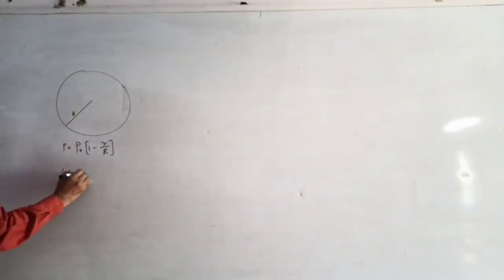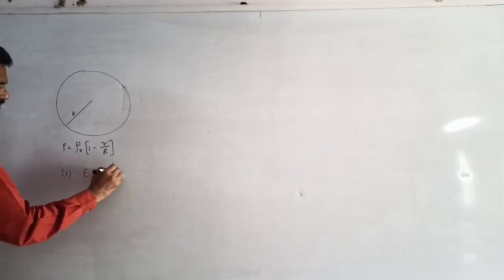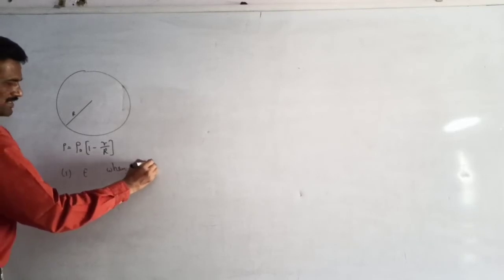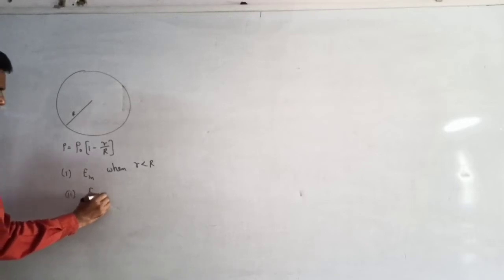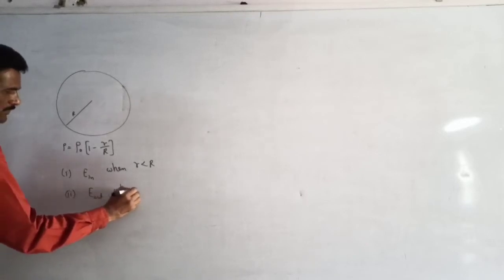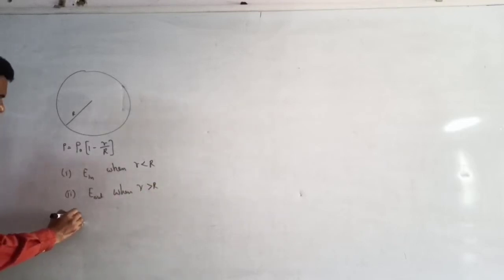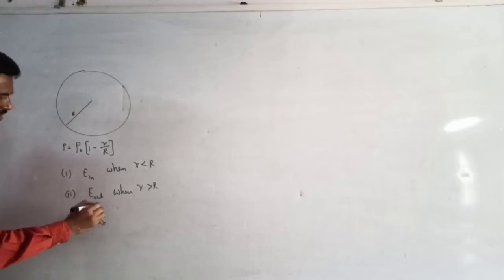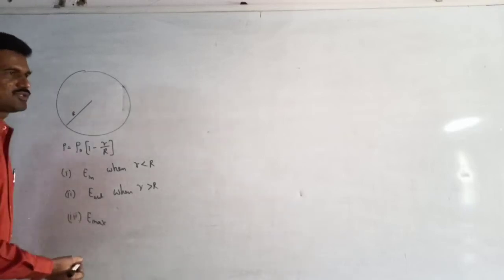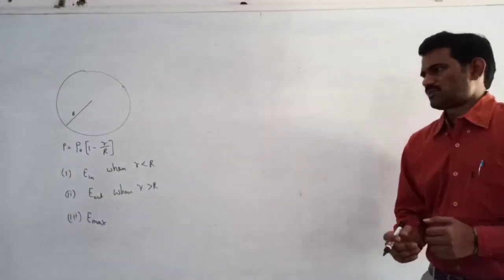that is the first question. That means intensity of electric field when r is less than R, that means inside. You can write, find the intensity of electric field inside and outside, when r is greater than R. And also find the E maximum, that means maximum intensity of electric field. And we need to find where that intensity becomes maximum. So these are the calculations required for this.